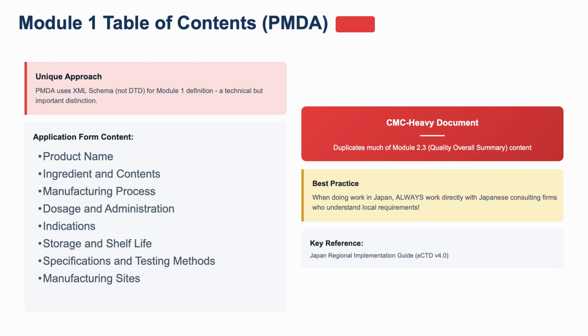The Japanese application form is considerably more CMC-heavy than its US or EU counterparts, containing detailed information about product name, ingredient and contents, manufacturing process, dosage and administration, indications, storage and shelf life, specifications and testing methods, and manufacturing sites. This means that much of the content that would appear only in Module 3 for US or EU submissions must also appear in Module 1 for Japan. In fact, the Japanese Module 1 duplicates much of Module 2.3, the quality overall summary.